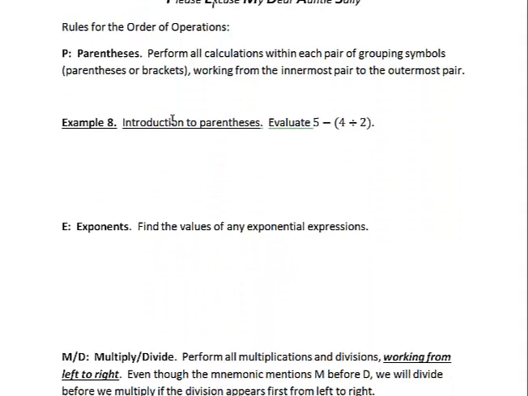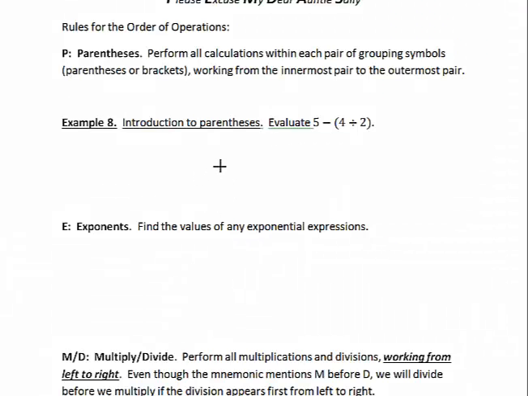So the P for parentheses, this could be a new one. It says perform all calculations within each pair of grouping symbols. We use P so that we can turn this into a sentence, but we're not only talking about parentheses. You need to keep in mind that this could be any sort of grouping symbol, which includes brackets, not just parentheses. So we take the brackets or parentheses and we work from inside that grouping symbol first.